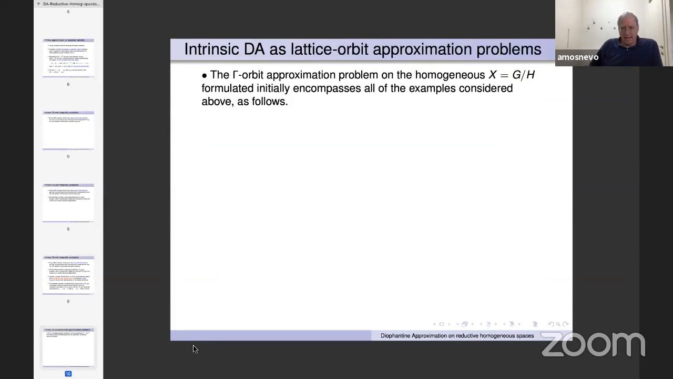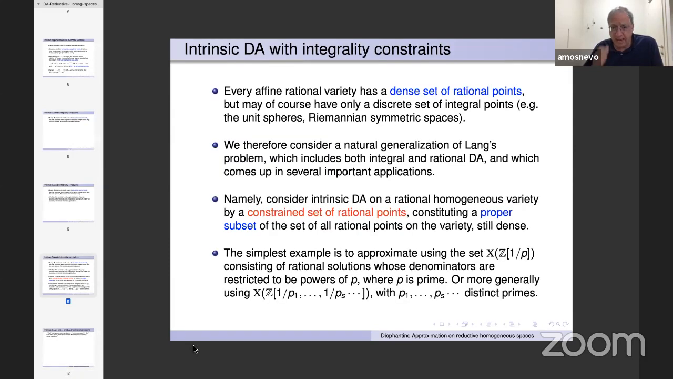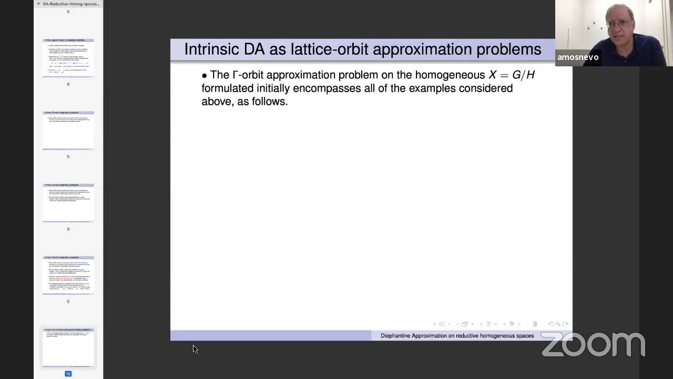Okay, so now what I would like to do is to connect it to what we said before, that we certainly have here a very large set of approximation problems, whether you prefer p-adic numbers or rational numbers or integers. But what I'm going to say now is that all of these problems are instances of the problem we set out in the first slide. Intrinsic Diophantine approximation can be viewed as lattice orbit approximation problems, at least in many cases. So the gamma orbit approximation problem on a homogeneous space X equals G mod H, formulated initially, encompasses all of the examples considered above as follows.